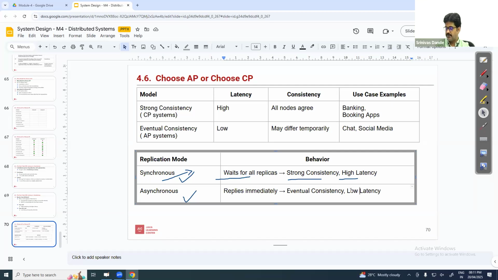So clear, guys? That's about the ins and outs of the CAP theorem. Next, we have another theorem which is an extension of the CAP theorem called the PACELC theorem. We'll see that in the next session.